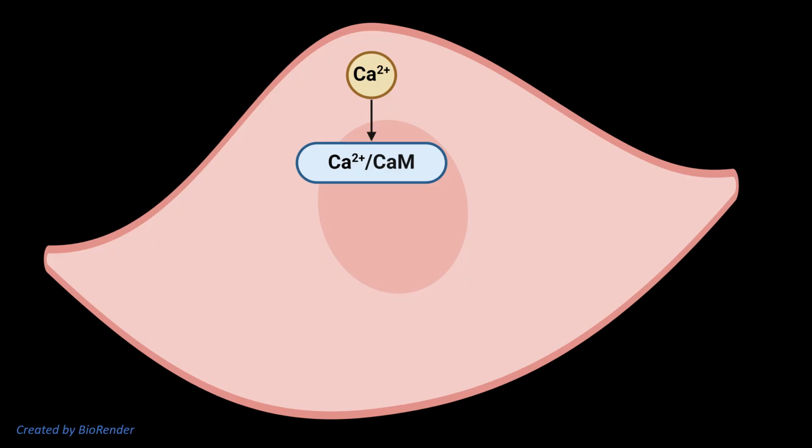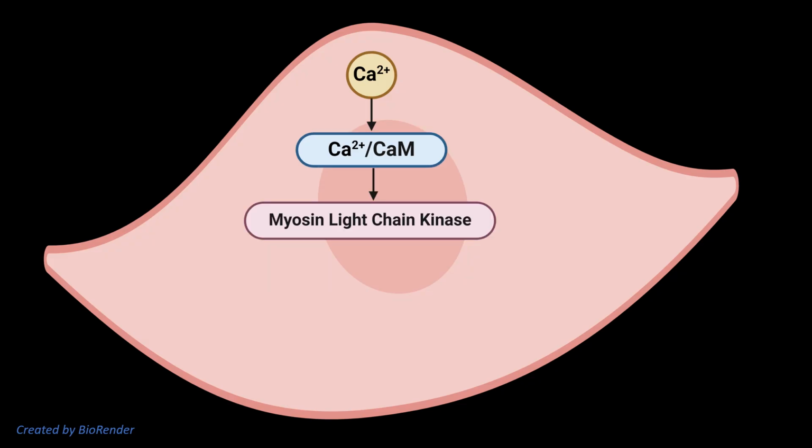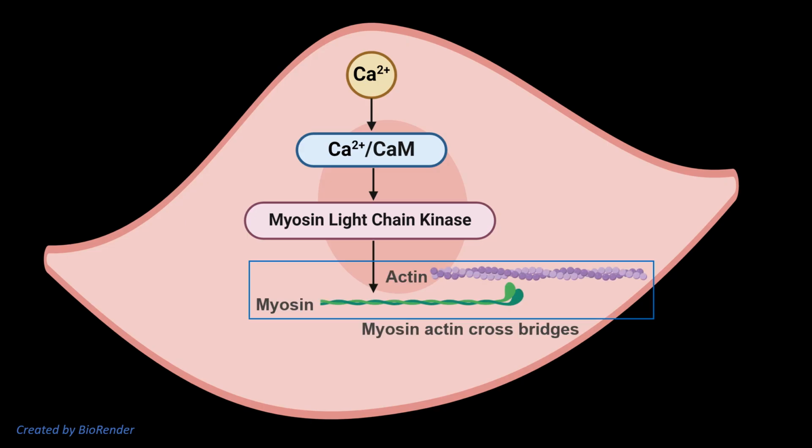The intracellular calcium ions bind with calmodulin. The calmodulin-calcium complex then joins with and activates myosin light chain kinase, a phosphorylating enzyme which will phosphorylate the myosin light chains on the myosin heads and trigger the myosin-actin cross-bridge cycling.